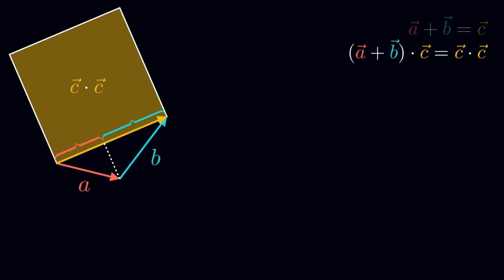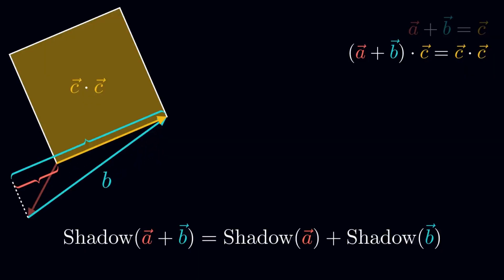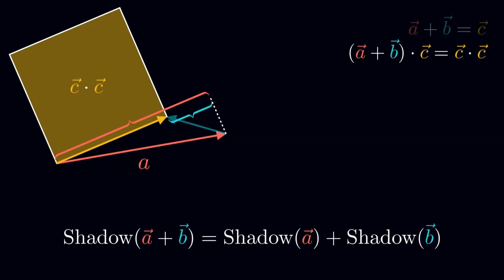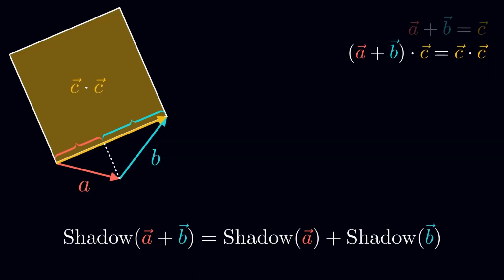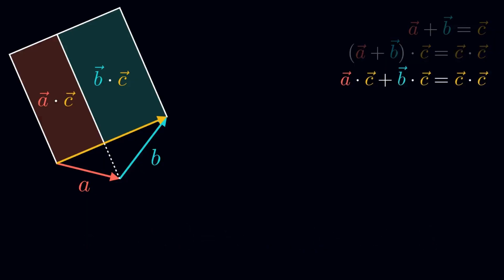Mathematically, this is because projections obey the distributive property. When we split a vector up into parts, the shadows of those parts still match the shadow of the original vector. If one of the shadows goes negative, then the overlapping parts just cancel each other out. And since we're extending both of those shadows by c, we end up with two rectangles, representing the dot products a.c and b.c. Because the areas of these rectangles add up to the bigger square, we can write that a.c plus b.c equals c.c. Algebraically, all we just did was dot both sides of our equation with the vector c.